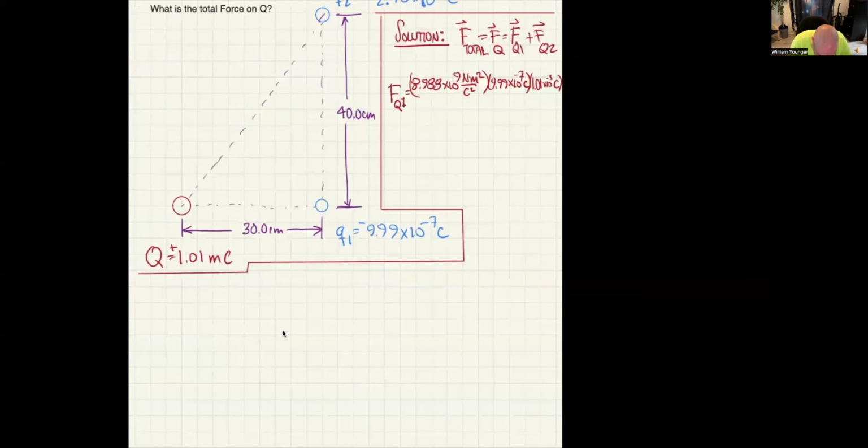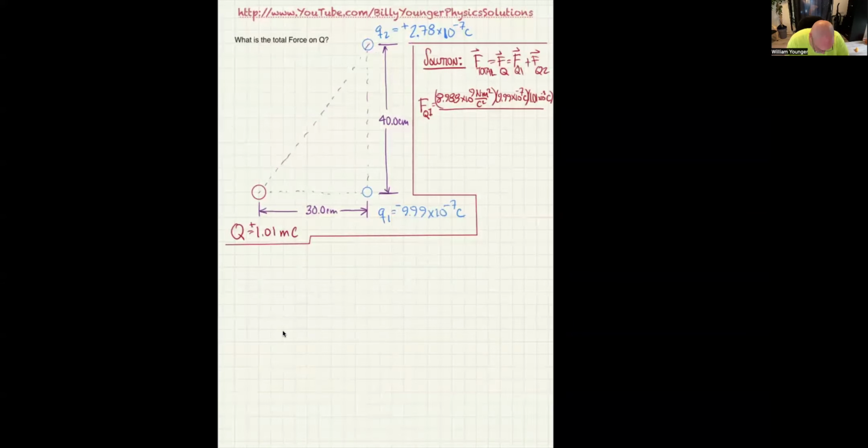Now I've got to divide it by the separation between Q1 and big Q, squared. Now the separation between Q and Q1 is obviously 30 centimeters, so I'm going to write that as 30.0 times 10 to the negative 2 meters, because we have to use the base units when we're using the SI system for equations, unless they tell us otherwise. Now that has to be squared.